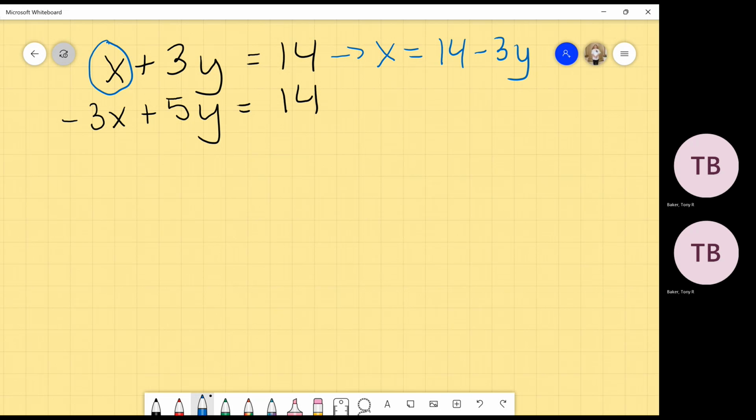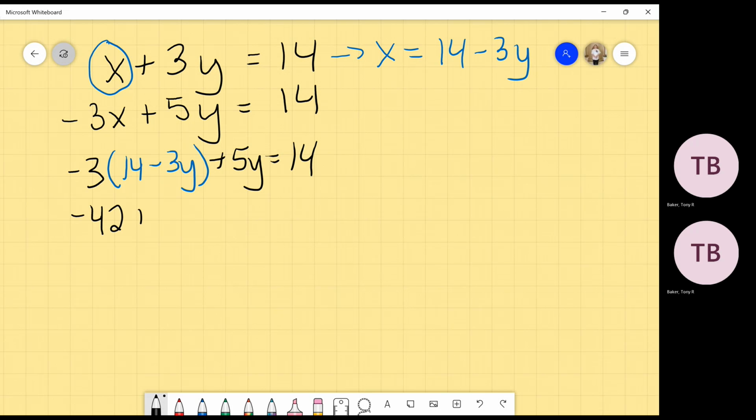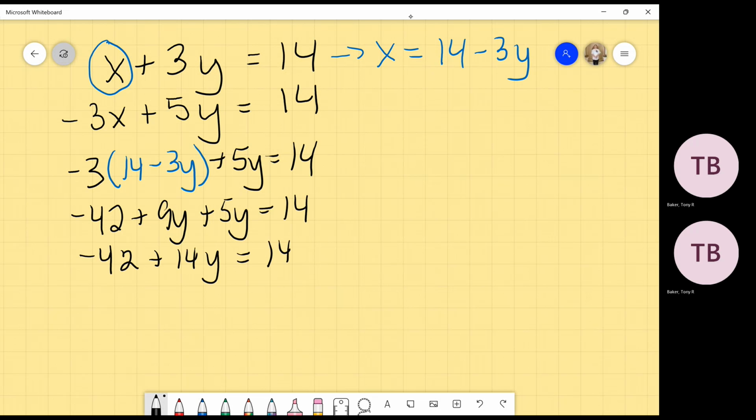You basically only want to do substitution when you have one letter with no number in front of it. You don't want to have to do multiple steps to try to get your substitution in there. So we're going to take that problem and plug it back into my other problem. So I have -3. Now this time I have the x, so it's 14 minus 3y plus 5y equals 14. So we're going to multiply. So I have -42 plus 9y plus 5y equals 14. So -42 plus 14y equals 14.